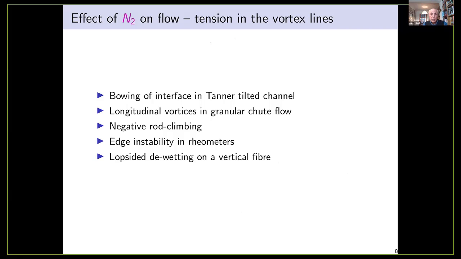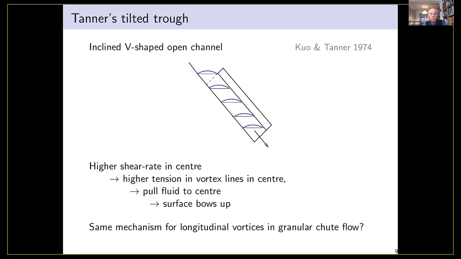So this tension in the vortex lines can lead to a number of phenomena. And I'm going to talk about some well-established ones and some lesser known phenomena, which are entirely due to this second normal stress difference. It was really Roger Tanner who found out how you might be able to separate off N2 from N1 and measure it. And it's a clever device. It's a V-shaped channel, which is inclined to the vertical. So the liquid in the V-shaped channel flows downhill.